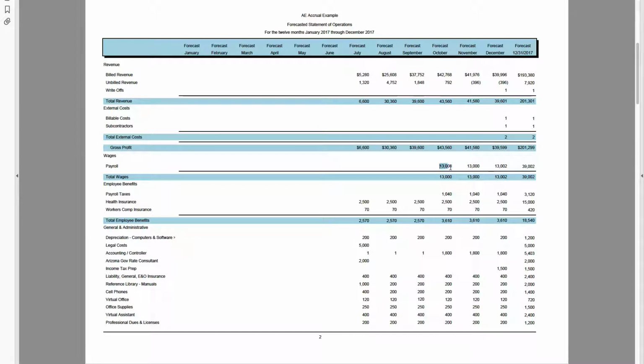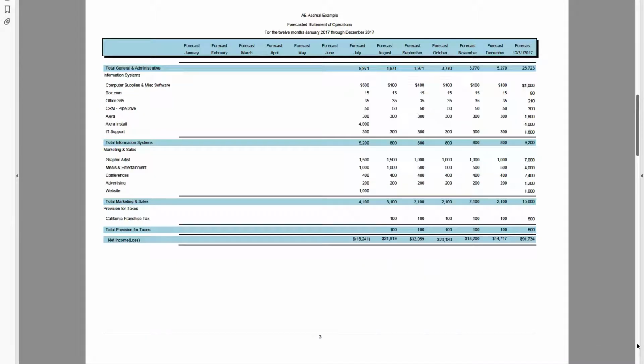Notice the owners are not starting payroll until October, so there are 3 months with no payroll. Payroll taxes start with payroll. Health insurance starts right away. As here, with depreciation, we're expensing the computers and software over time. We expect to pay some legal costs up front. Accounting costs, let's see here, not a whole lot to explain there.